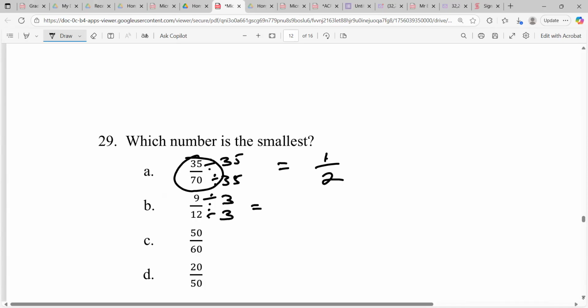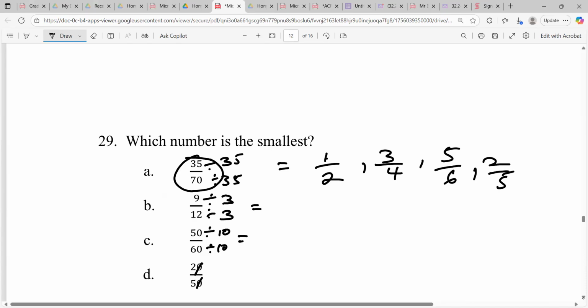By 3. So this is 3/4. See it come together nicely? This can be divided by 10. So we get 5/6. And this as well. So you get 2/5.